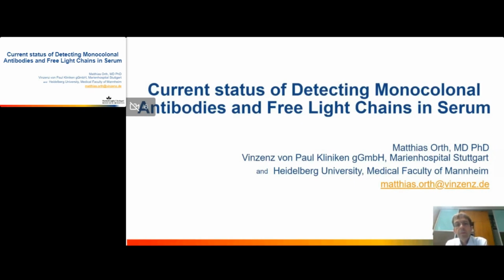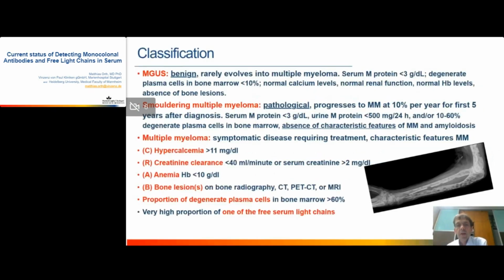Hello everybody, I'm Matthias Orth from Vincent von Paul Clinic in Stuttgart and Heidelberg University, and today we are talking about the current status of detecting monoclonal antibodies and free light chains in serum. Our concern is the diagnosis of multiple myeloma, and there are different classifications, and there have been some changes in the last years. So I will first start with an introduction to multiple myeloma and the related diseases.